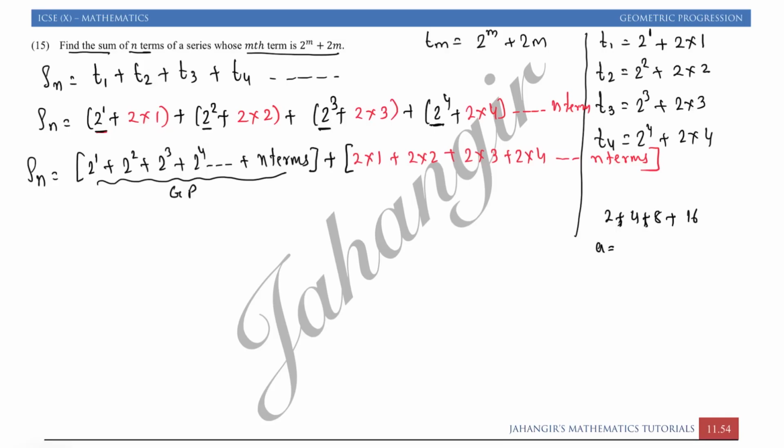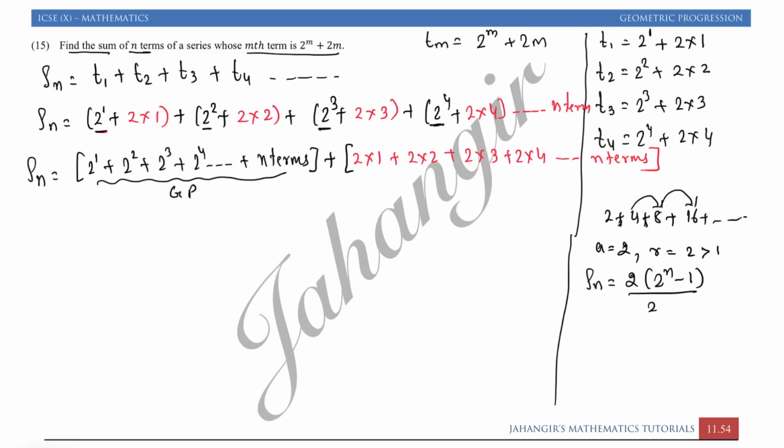In the GP here we have A as 2, common ratio is 4 by 2, it's 2. See, if you just look, with each number we are multiplying by 2. So here R is greater than 1, so the Sn formula will be A into R raised to n, that is 2 raised to n minus 1 upon 2 minus 1.